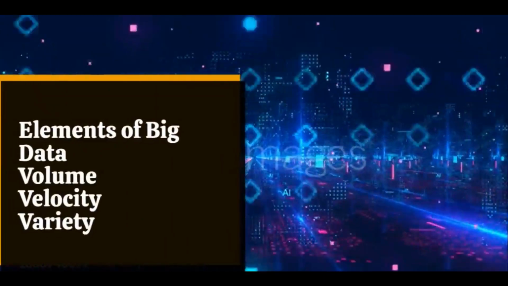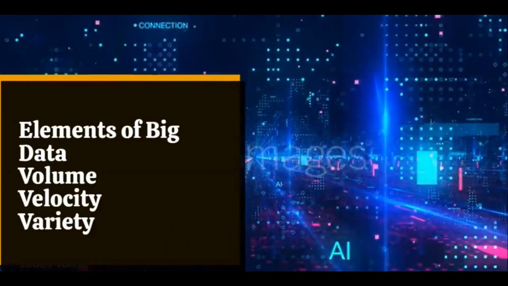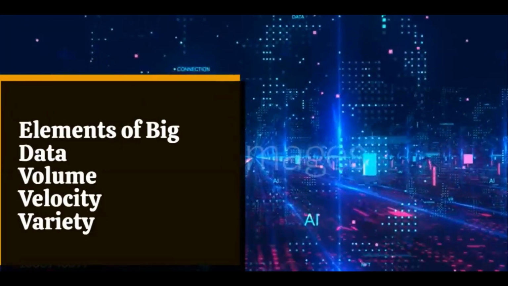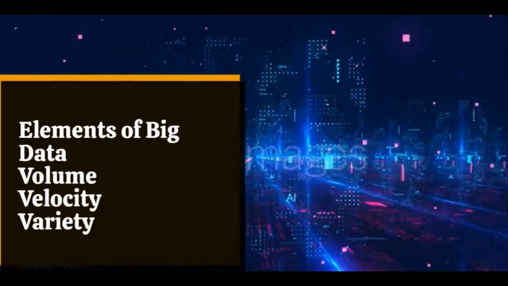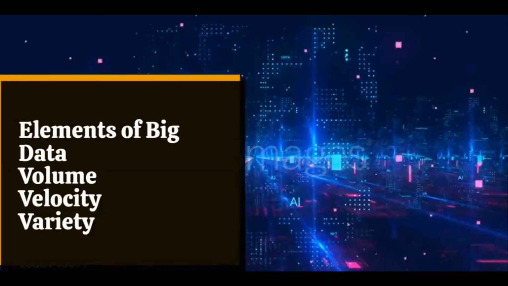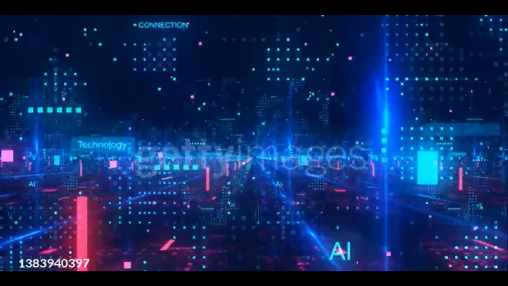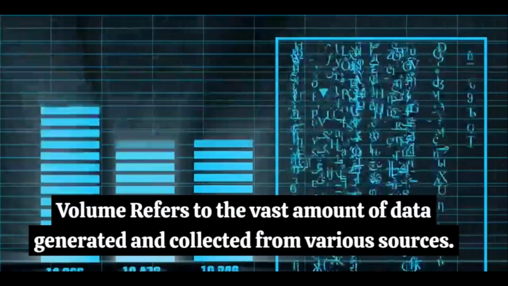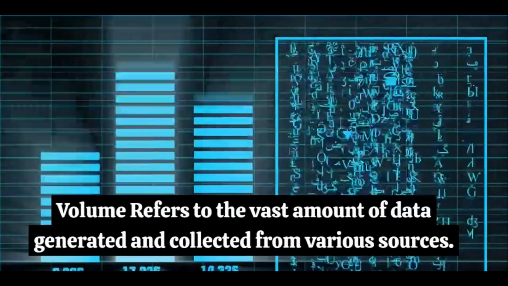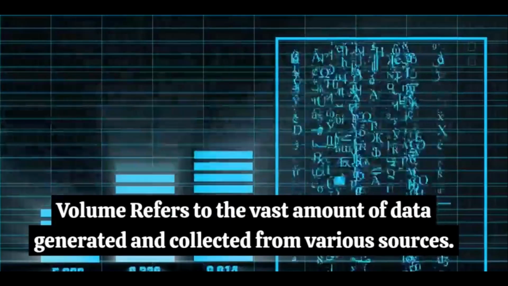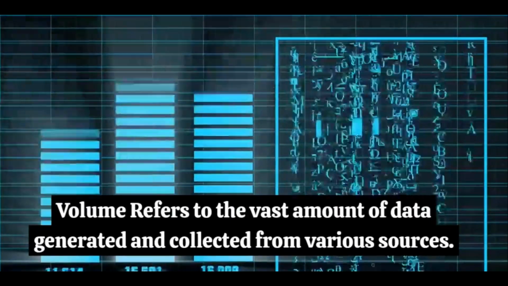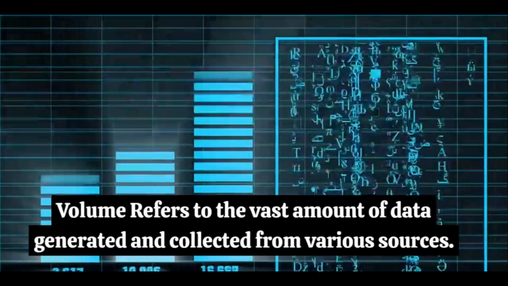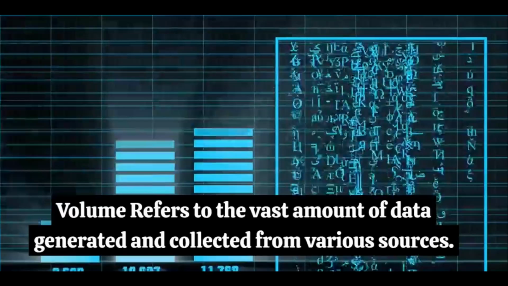The elements of big data, often referred to as the 3 V's, volume, velocity, variety, along with additional characteristics, are crucial for understanding the complexity and challenges associated with big data. Volume refers to the vast amount of data generated and collected from various sources. Traditional data processing systems may struggle to store and analyze such large volumes of data. Examples include petabytes or exabytes of data generated by social media, IoT devices, sensors, and other sources.